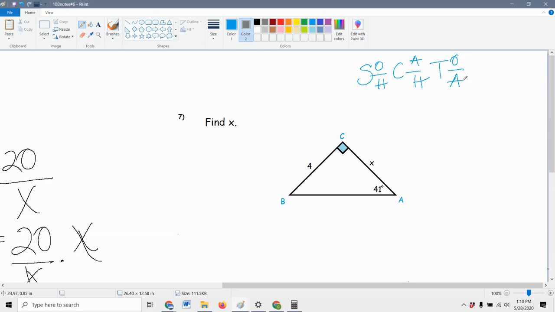SOHCAHTOA. Okay? Now the next thing we want to do, we want to make sure we're clear on what we're looking for. We're looking for x. It's a side length. And then we want to label our sides, always starting with that hypotenuse directly opposite our 90-degree angle, labeled with a capital H for hypotenuse.